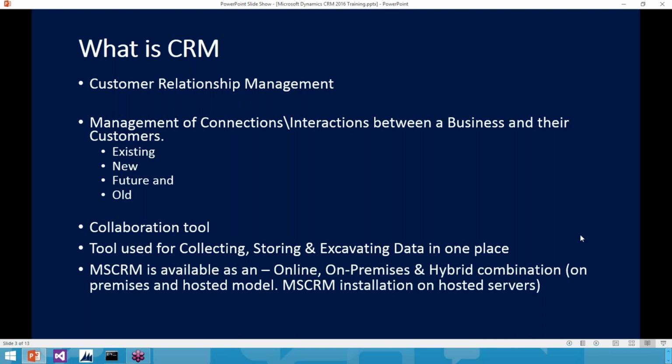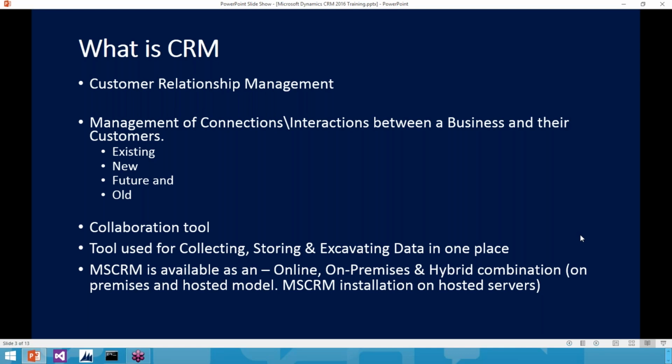So CRM is available in 3 different modes. One is online. The second option is on premises. And the third option is hybrid combination. So let's talk about these 3 modes of CRM.